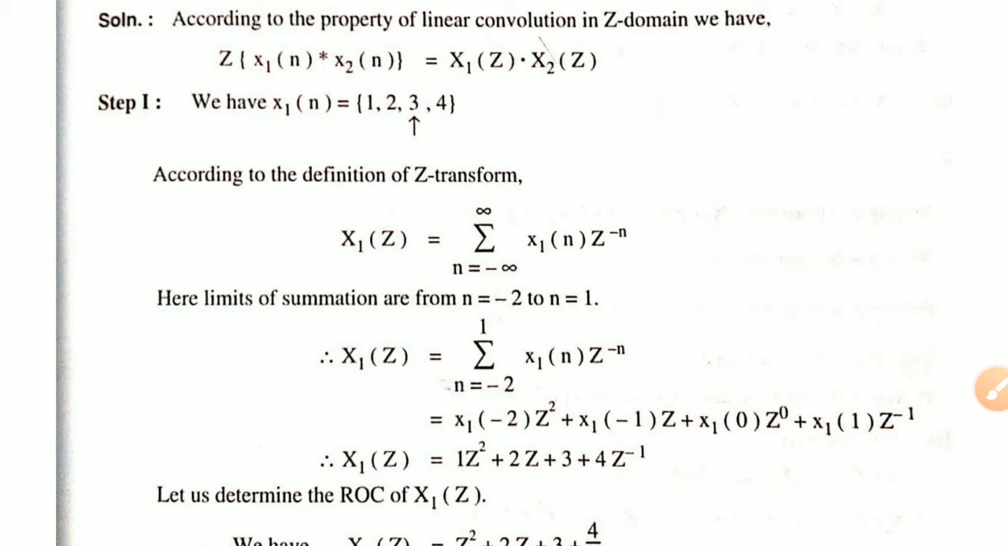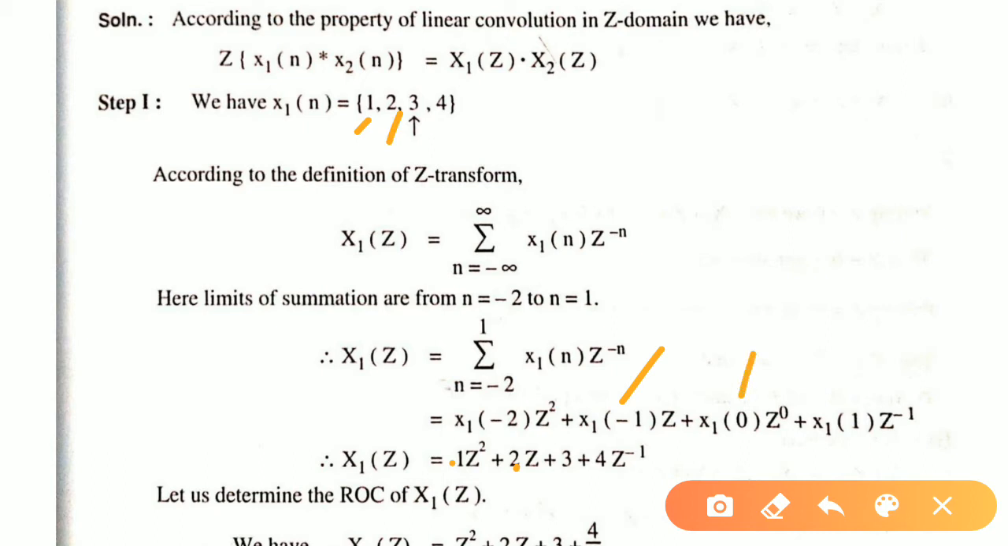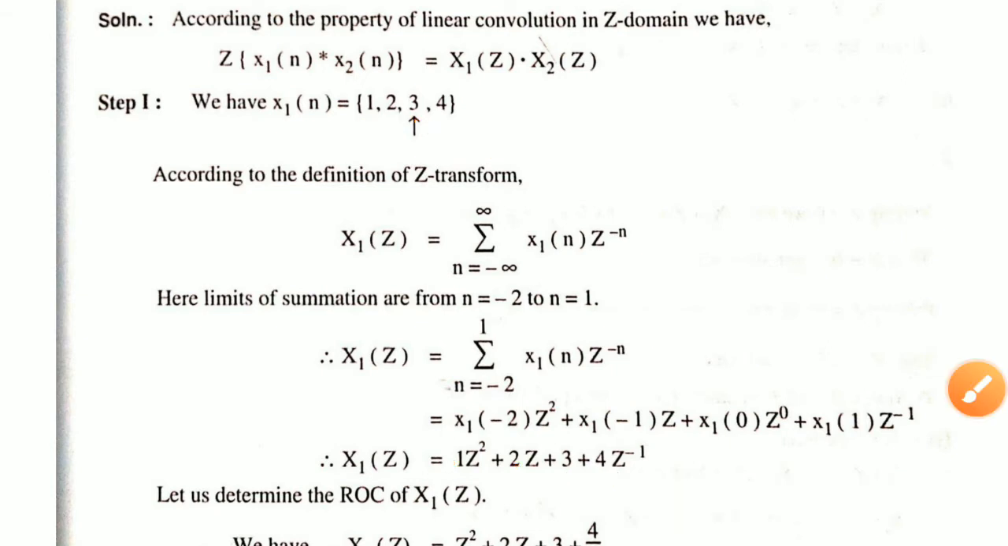What is x1 of minus 2? It is nothing but 1, so just put it here. Then what is this value? It is 2. Then what is x1 of 0? It is 3, which is nothing but the arrow indication, this 3. And what is x1 of 1? It is 4, just put it here. So this is our final equation.